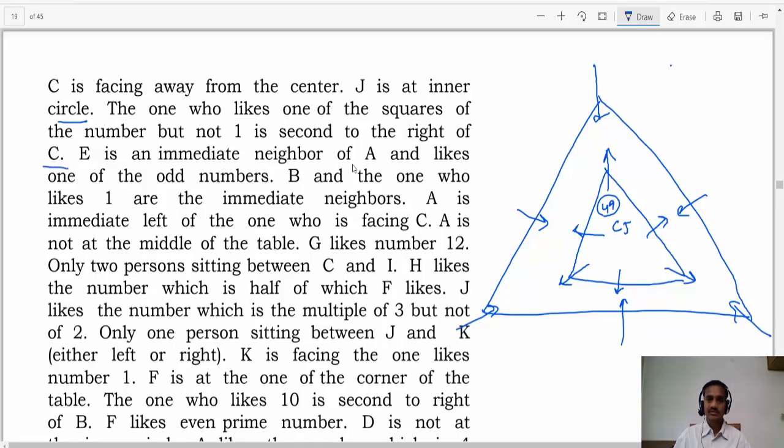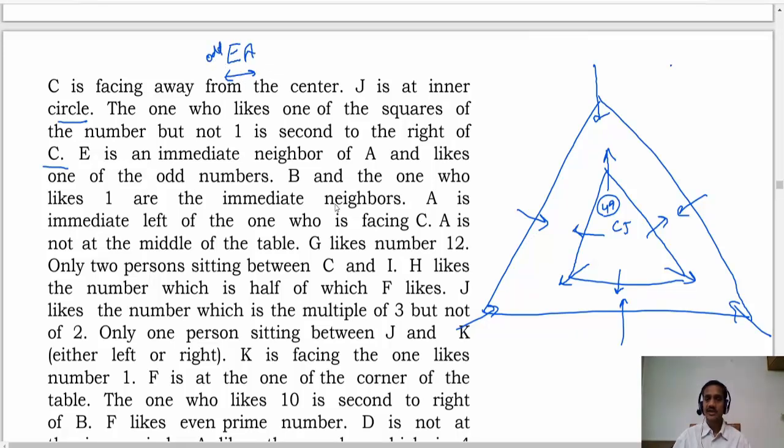E is an immediate neighbor of A. E and A are adjacent to each other, and E likes an odd number, but not 5. Why did I say but not 5? Because 5 is the value of the letter, and apart from C and K, no one else got the same values. Hence E cannot be 5 but an odd number, one of the odd numbers.